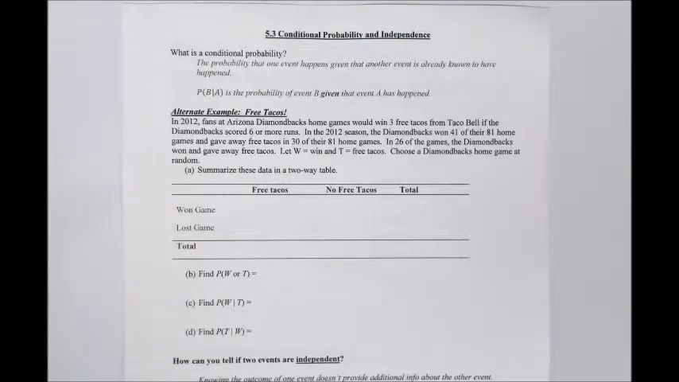Okay, this is the last section for our chapter 5 probability. This is going to be conditional probability and how to check whether events are independent or not.